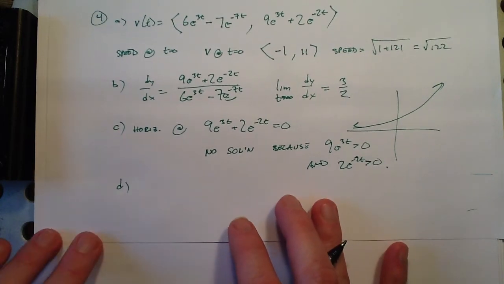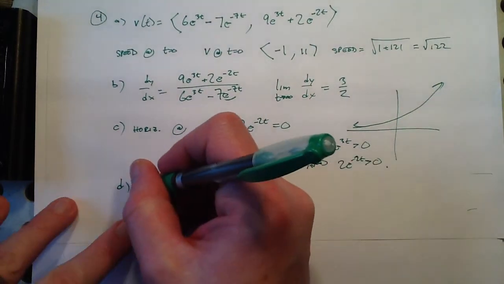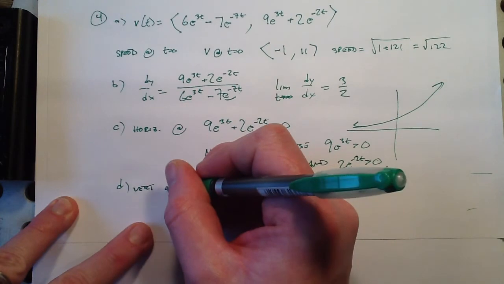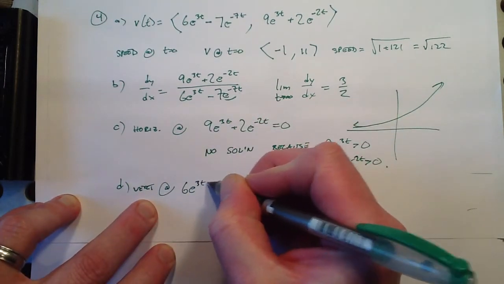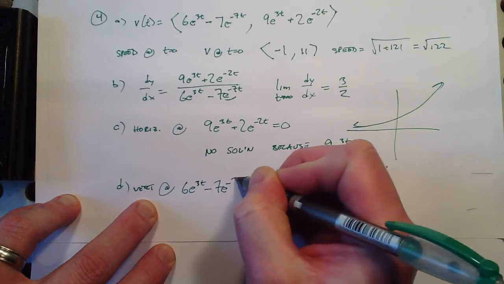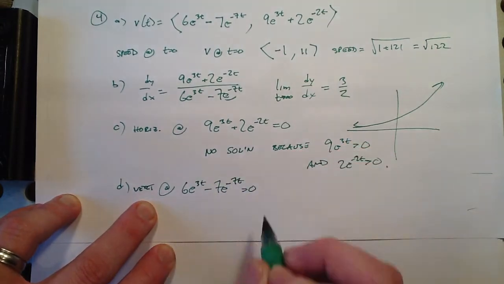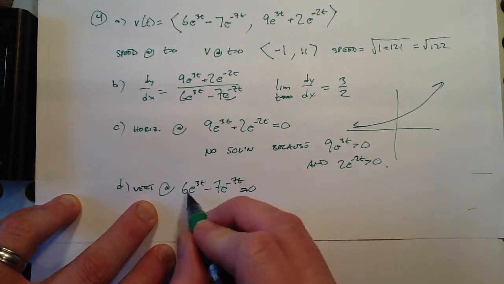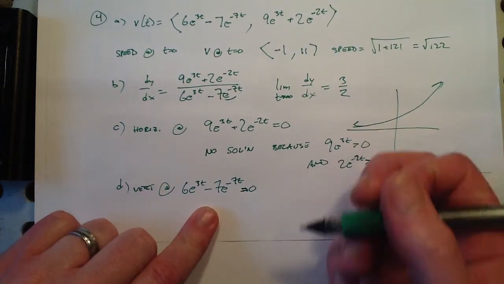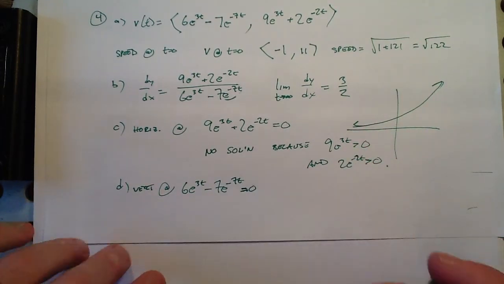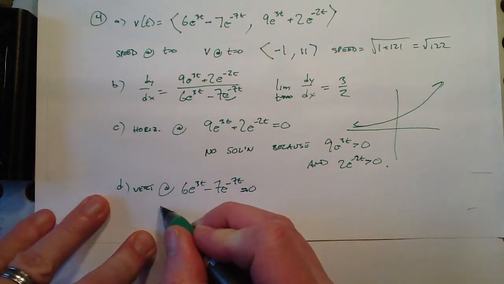Part D, we get vertical tangent lines when the bottom's equal to 0. That happens when 6e to the 3t minus 7e to the negative 7t equals 0. And that can happen because I've got positive minus positive. And we want to find the value of t where that happens. So let's see if we can solve that. This is no calculator, so we actually have to do some work here.